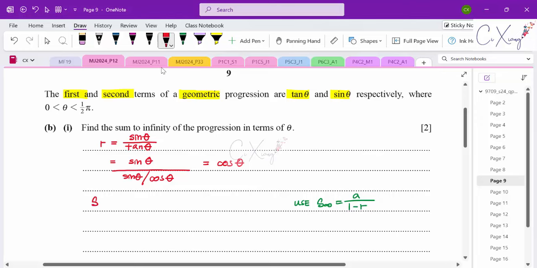Okay, so same thing happened here. I substitute inside. What is my A? A is the first term. In this case, our first term is tangent theta, so I just keep it as tangent theta divided by 1 minus R. So I take 1 minus cos theta.